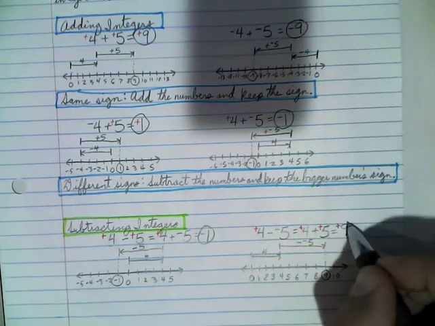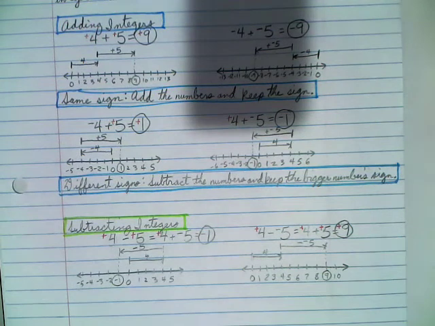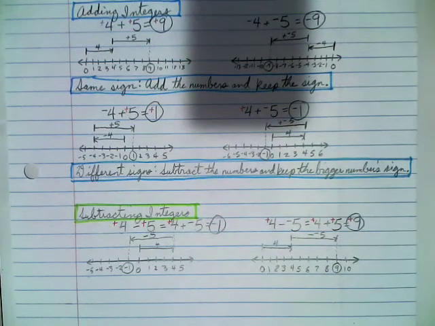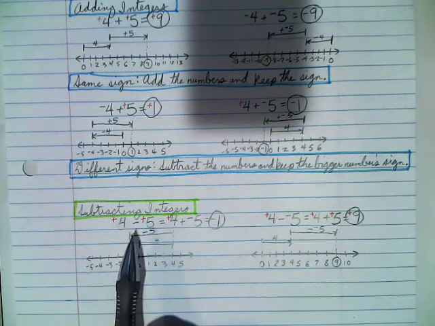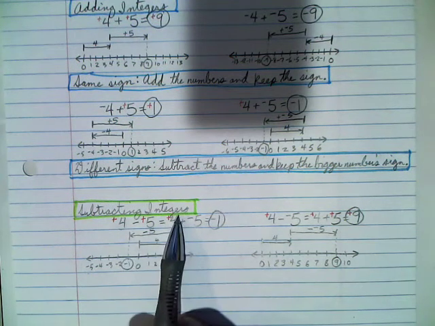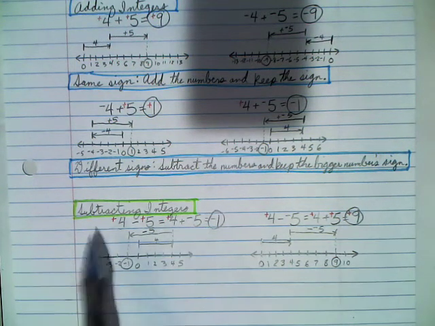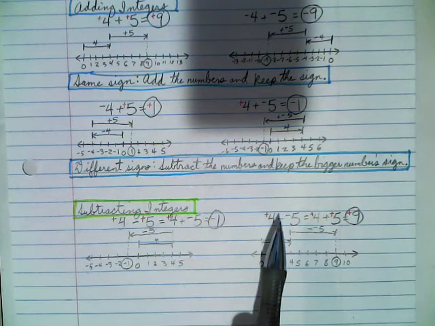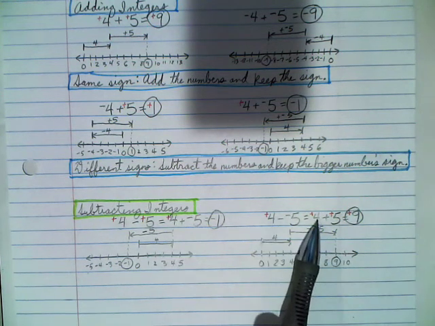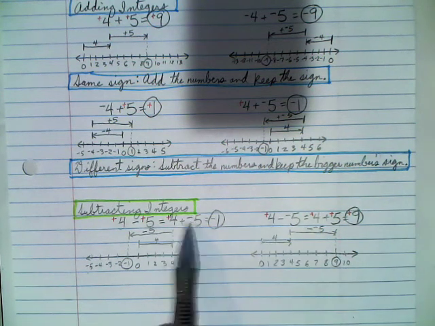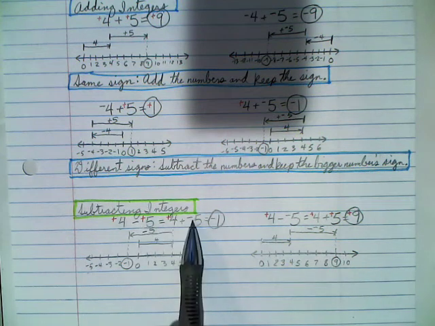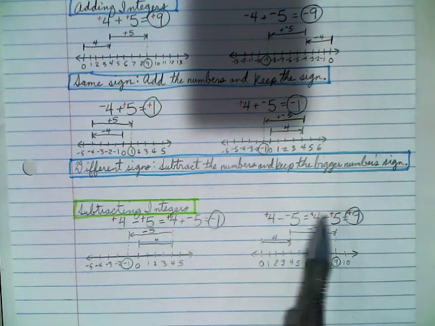And what we've discovered here is the key to subtracting. So when we have subtracting integers, notice that the first number stays the same. So if this is a positive 4, it's still a positive 4. But notice what happens to the second number. Here it was a positive, but then it became a negative. Here it was a negative, but then it became a positive.